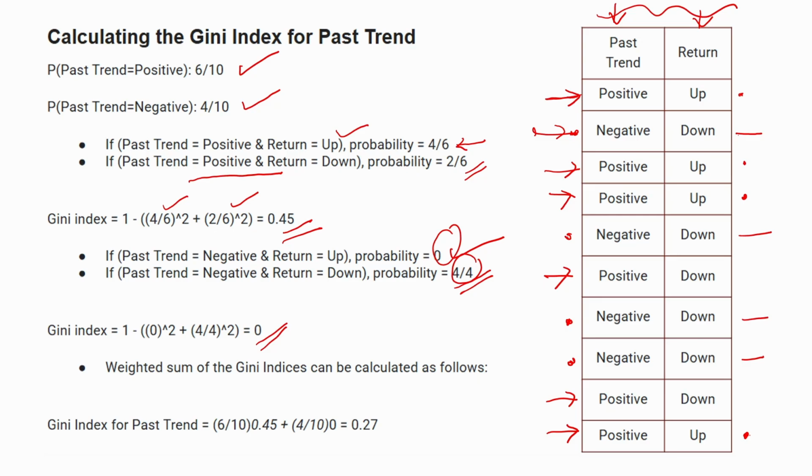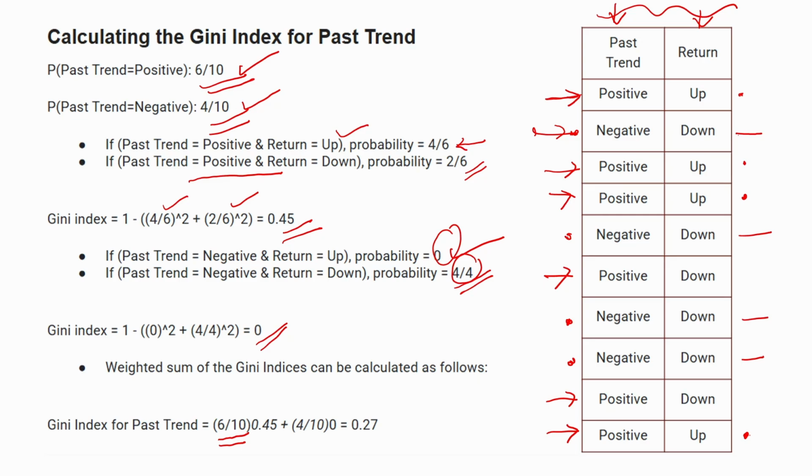Now we got for the past trend, there are 2 possibilities. One is positive, another one is negative, and for each case we have found the Gini index. Now you have to take the sum. So the Gini index for past trend is nothing but, for past trend positive we have the probability as 6 by 10 and negative it is 4 by 10. And positive and negative Gini index we have calculated separately. So when you are taking the total Gini index, it is the overall, that is 6 by 10, because 10 samples are there, out of that 6 are positive.